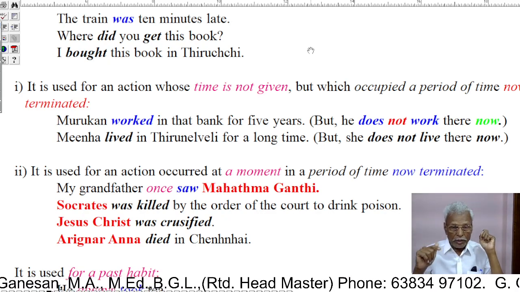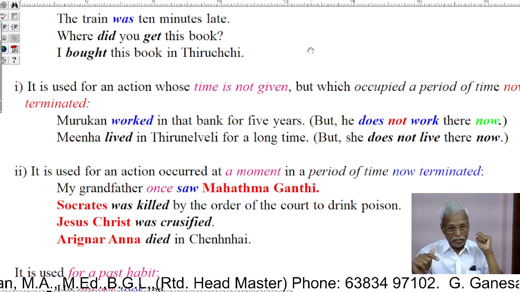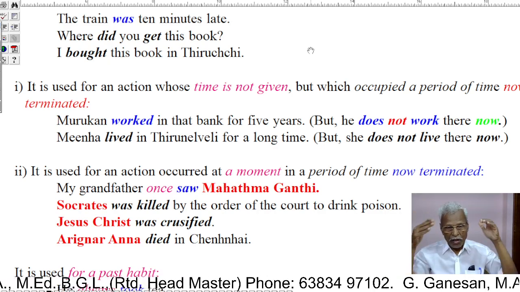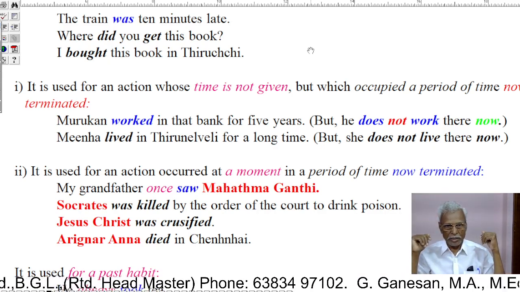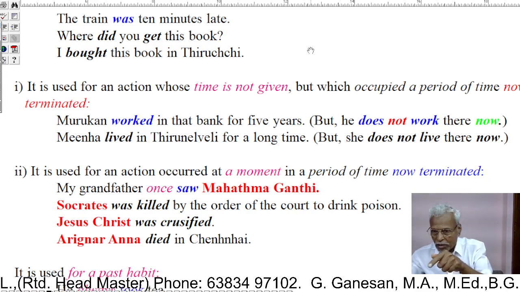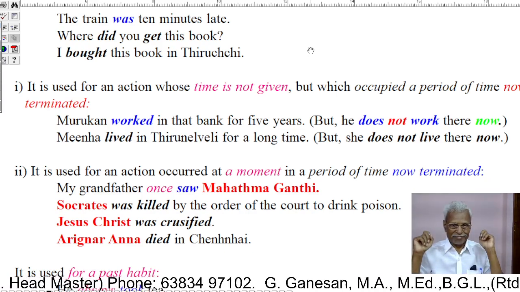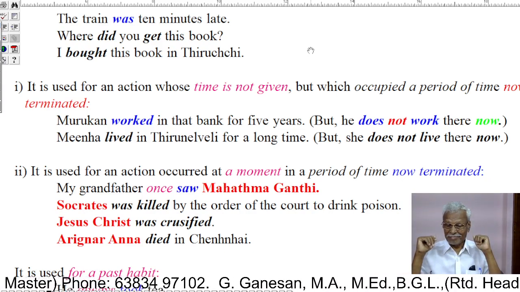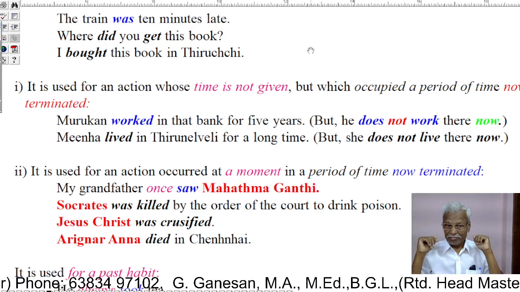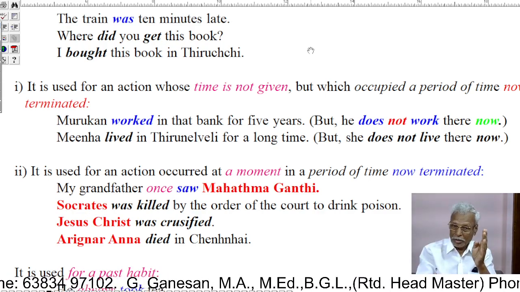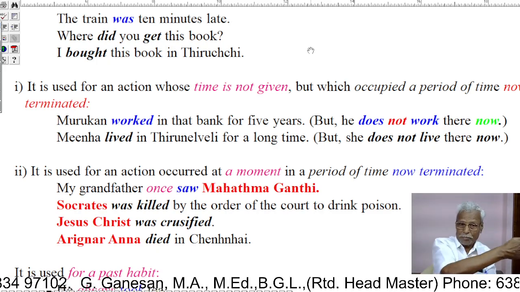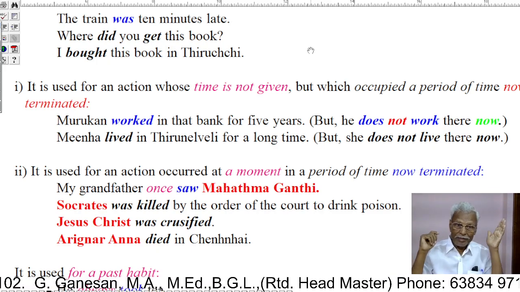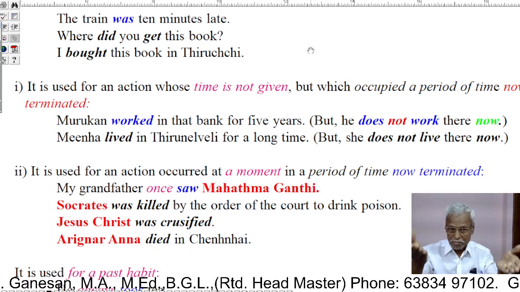Meena lived in Tirunelveli for a long time, but she does not live there now. Here the time is not given, but the actions occurred in the past. Events occurred in the past, happened in the past, but the time is not given.